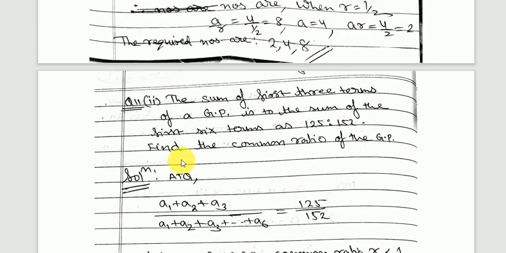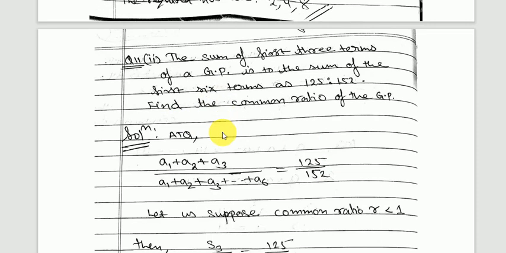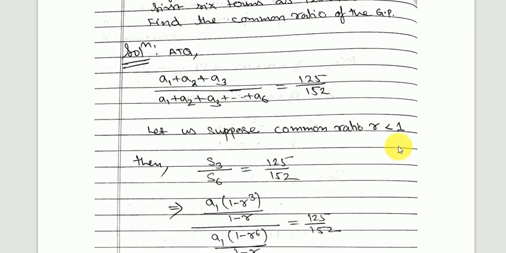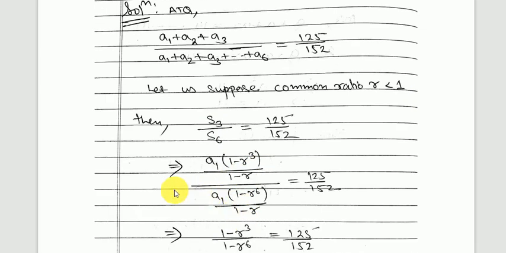But right now here in this question, we don't know whether R is greater than 1 or less than 1. So let us assume that R is less than 1. So S3 upon S6 equal to this. Since we have assumed R to be less than 1, I can write S3 by this formula, A1 into (1 minus R cube) upon (1 minus R), and whole divided by A1 into (1 minus R to the power 6) upon (1 minus R).